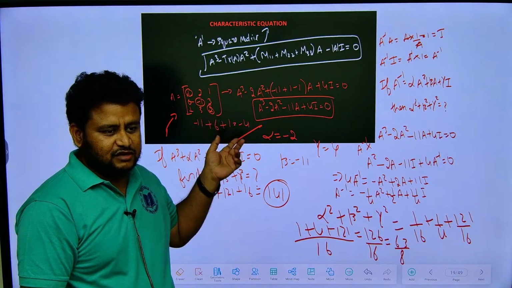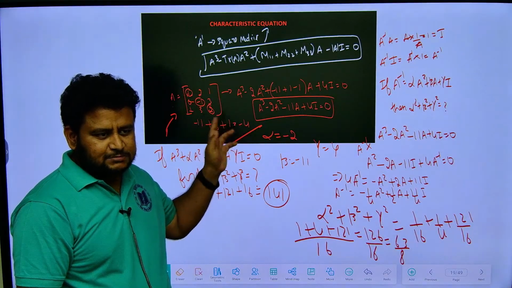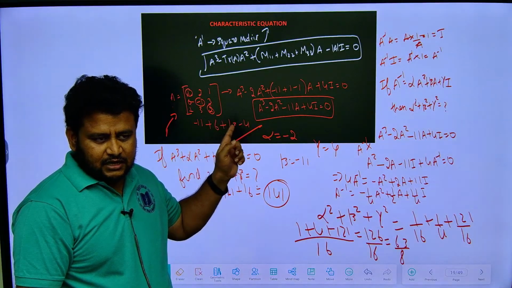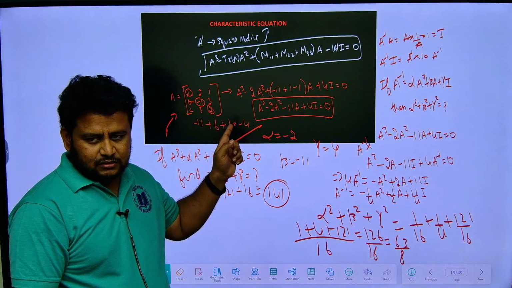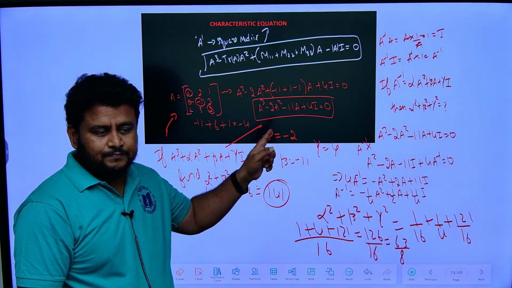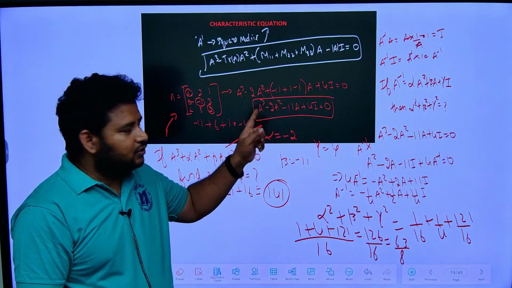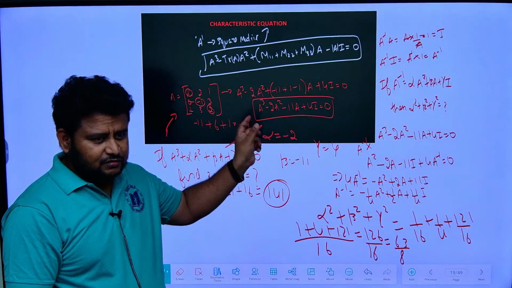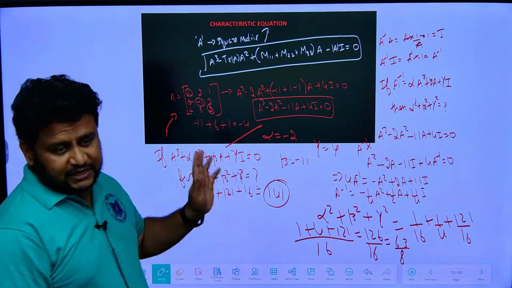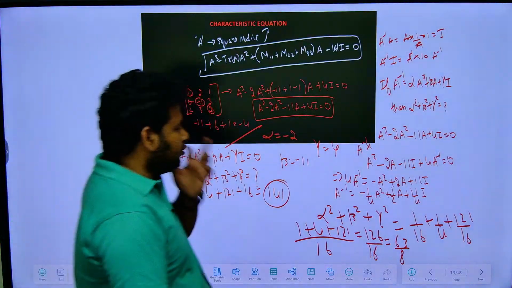A cube minus trace of A into A square, plus, next is what? Minus M11 plus M22 plus M33 into A, minus det of A into I. Correct na? Minus det of A into I. Clear.